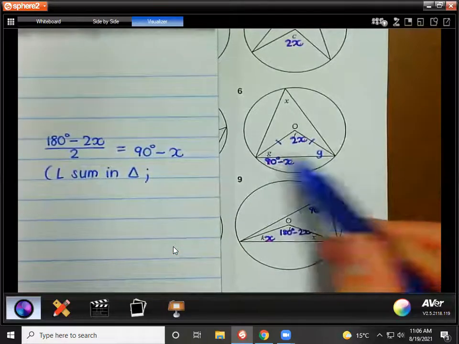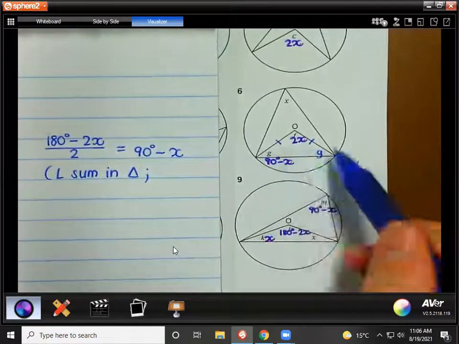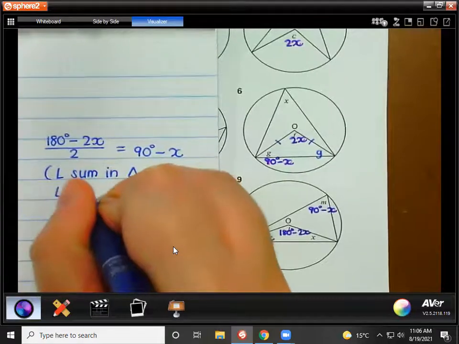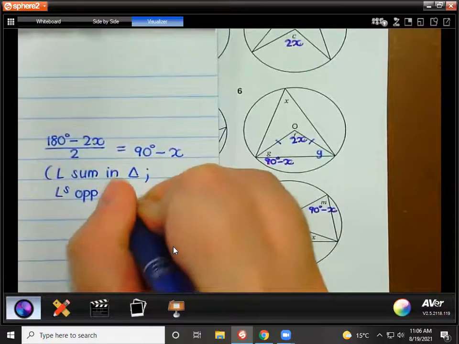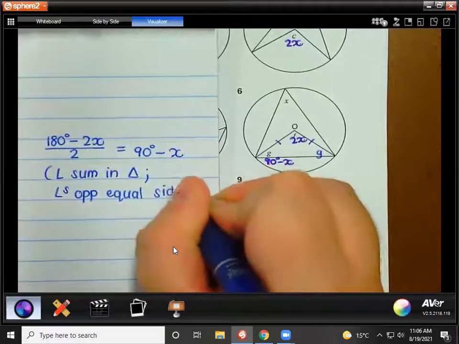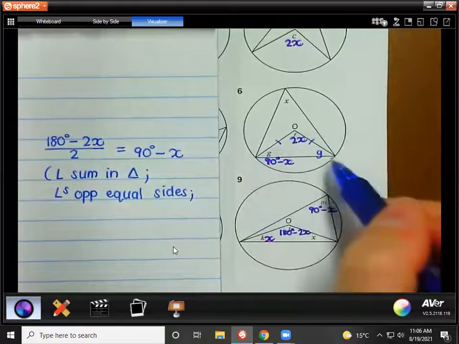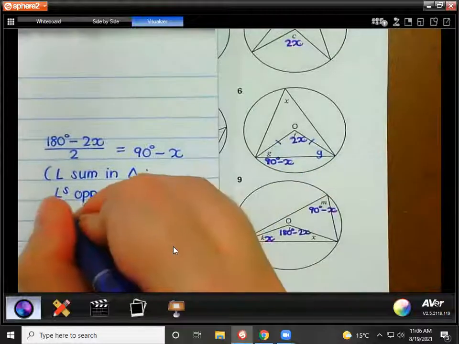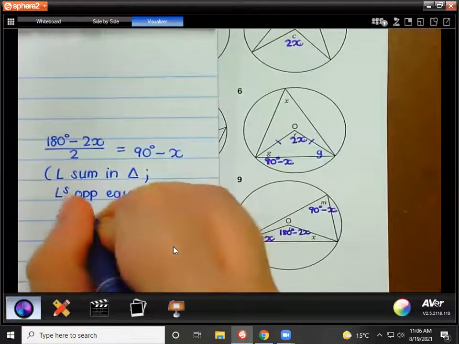Then the fact that these 2 angles are equal, we know that because it's an isosceles triangle. The reason for that is angles opposite equal sides. And then how do we know that this is an isosceles triangle? Why are those two sides equal? Because they are radii.